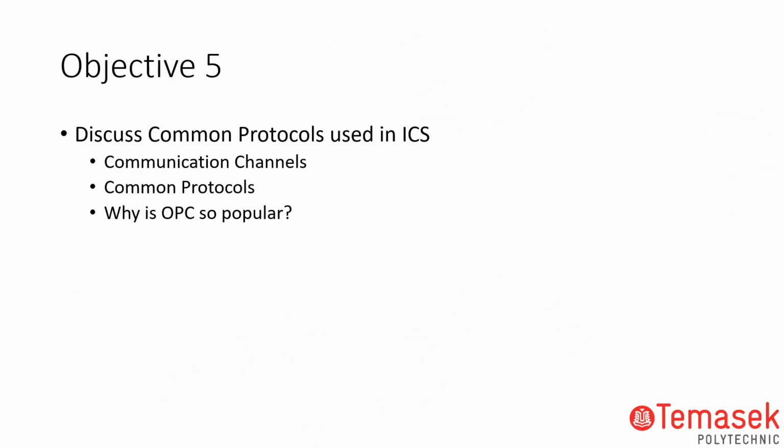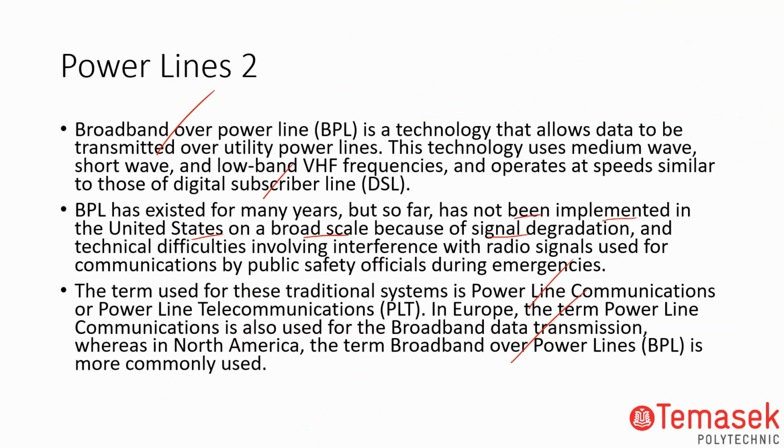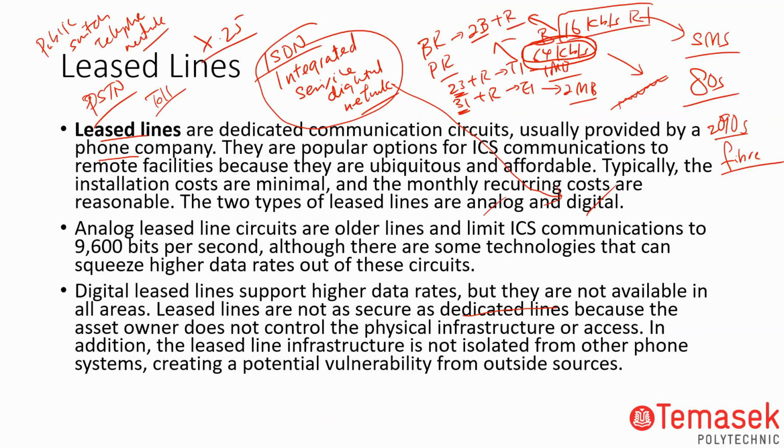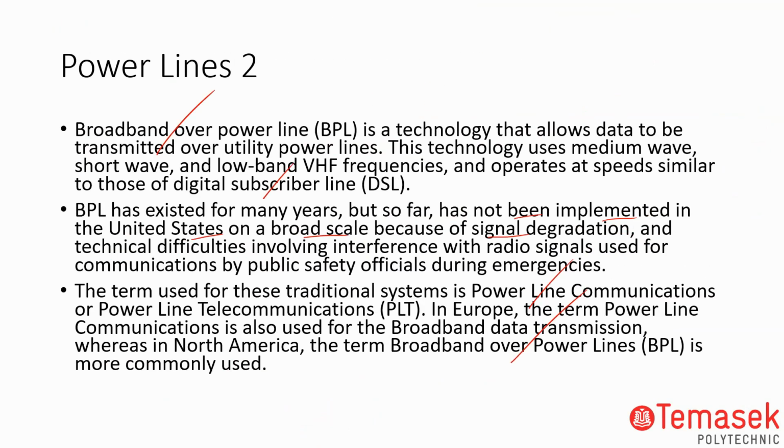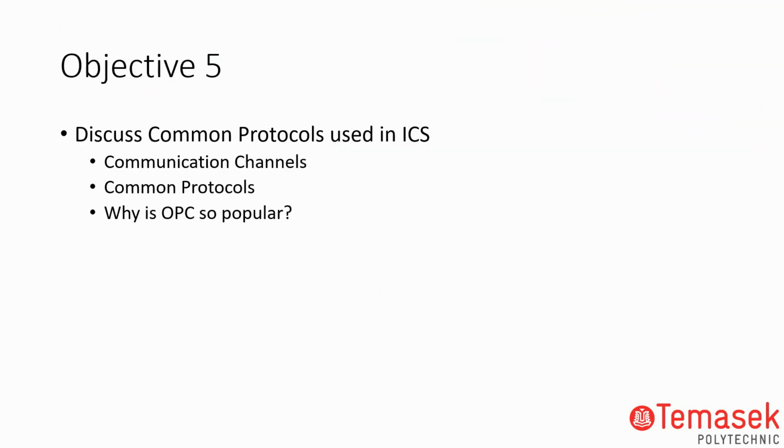Next, we move to objective 5, the common protocol used in ICS. A lot of this is at, if you talk about, the wide area network. Now, next part, all these communication. Then we come back to the short one. Cable, right? We go from very short, then we go for the long distance one, right? Then we come back to the short one, all the short protocols.